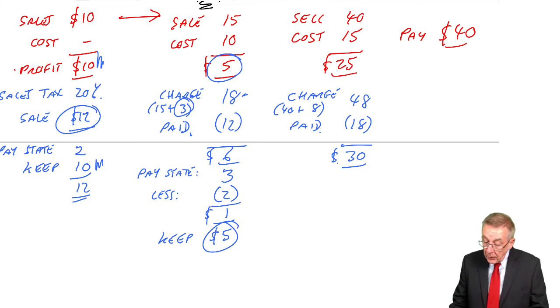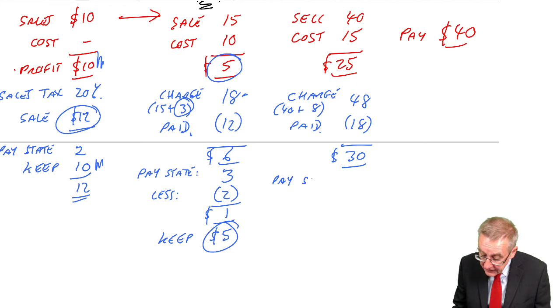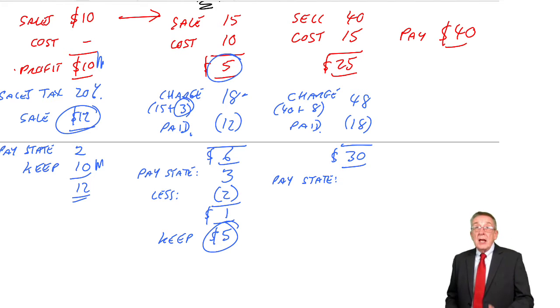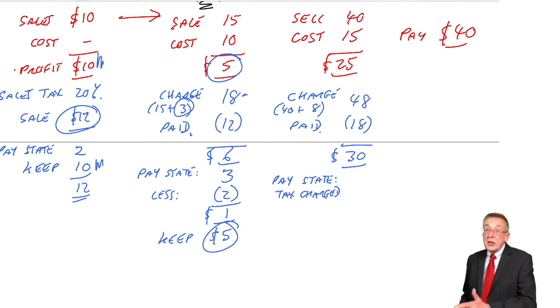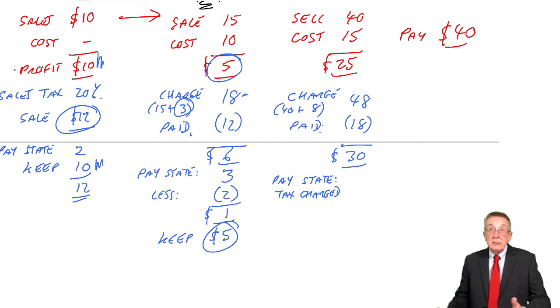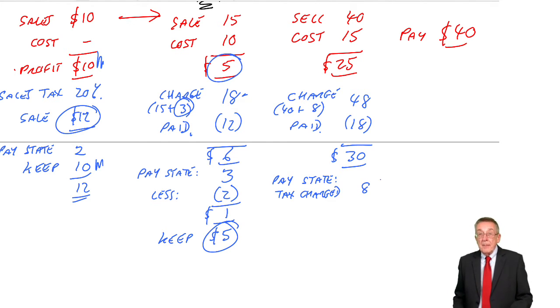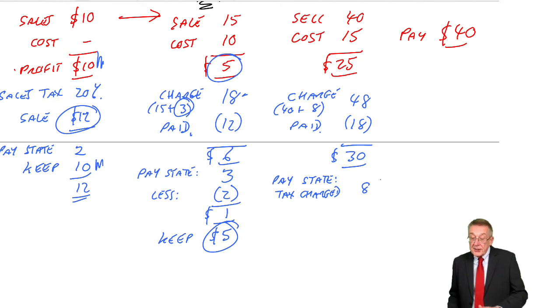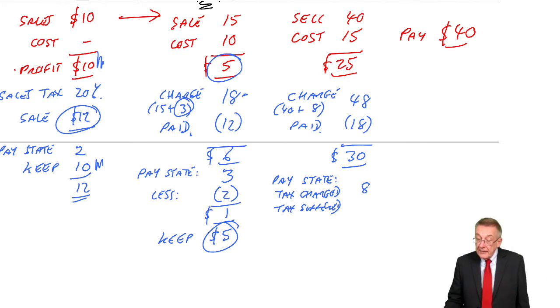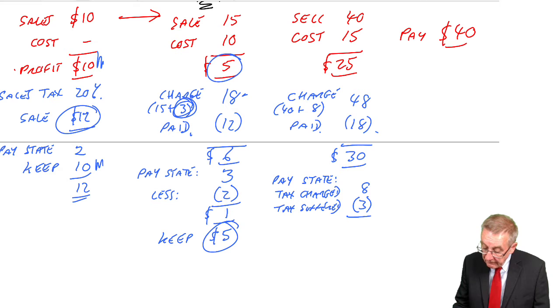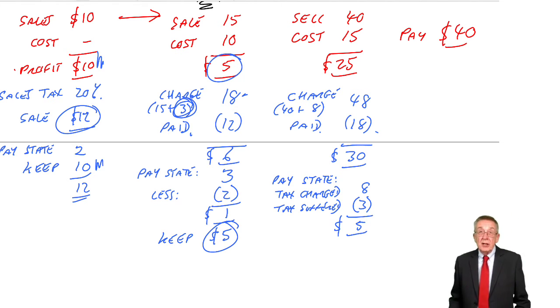But again, they can't keep all that because they've got to pay over to the state. And the amount they pay over to the state is the tax they charged. Well, when they charge you, remember they added on 8, 20%, they added on 8. The amount they pay to the state is the tax they charged less the tax they've suffered. And when they paid the knitter the 18, $3 of that was tax. And so they'll pay the state $5.